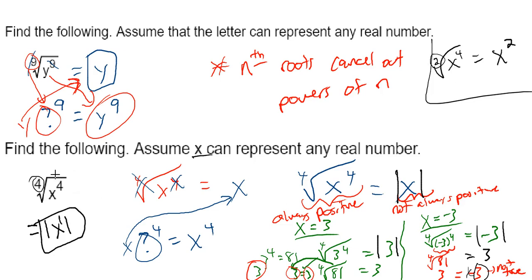So I think you're safe to assume if there's an odd root, do not use an absolute value. And if there is an even root, you should put an absolute value on your variables. If it's just numbers like we were doing before, right?